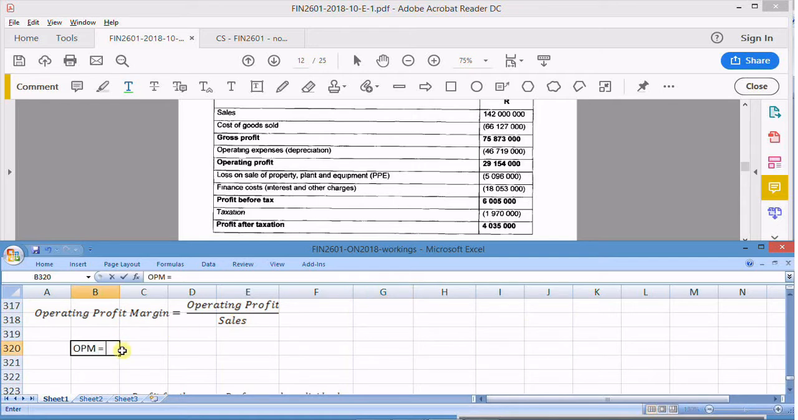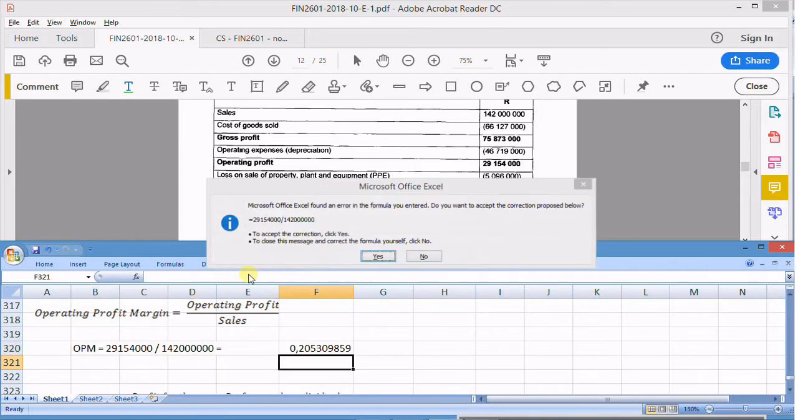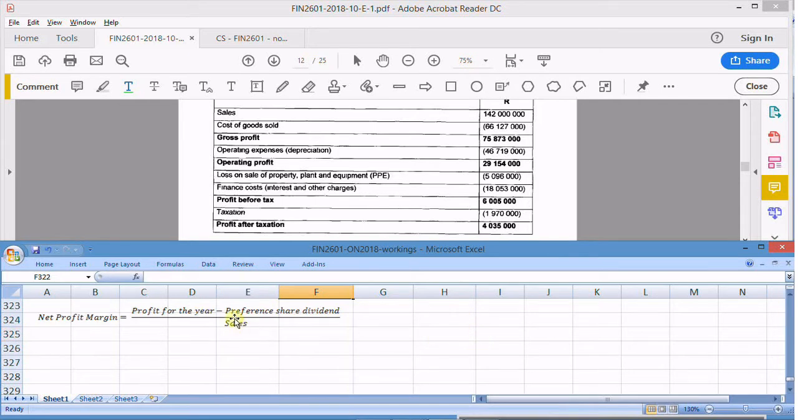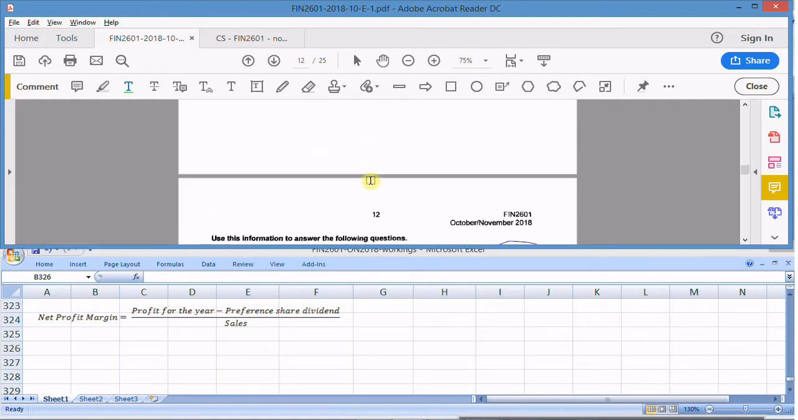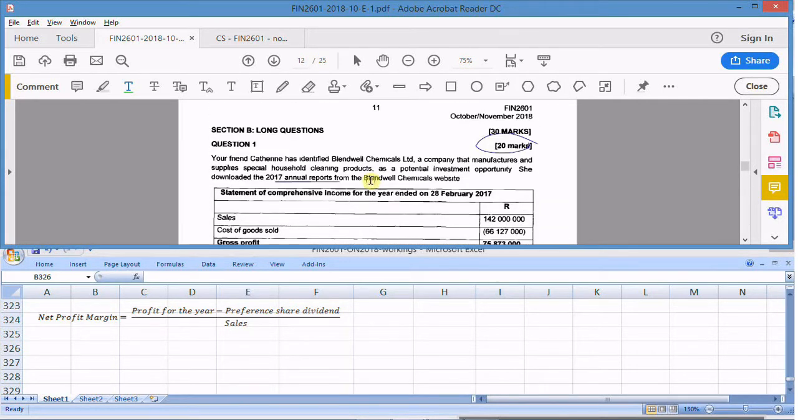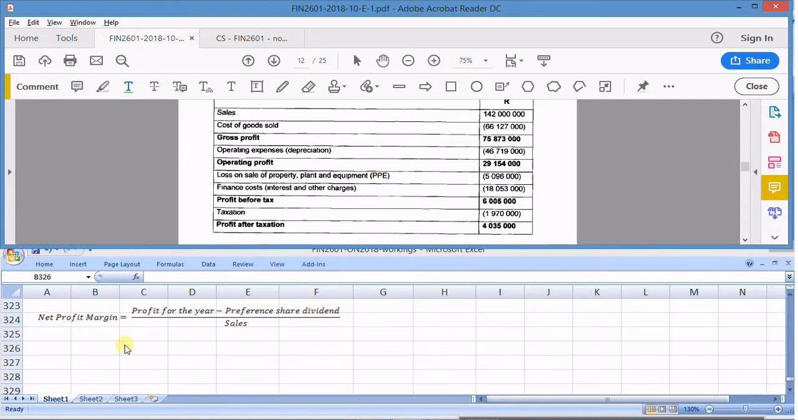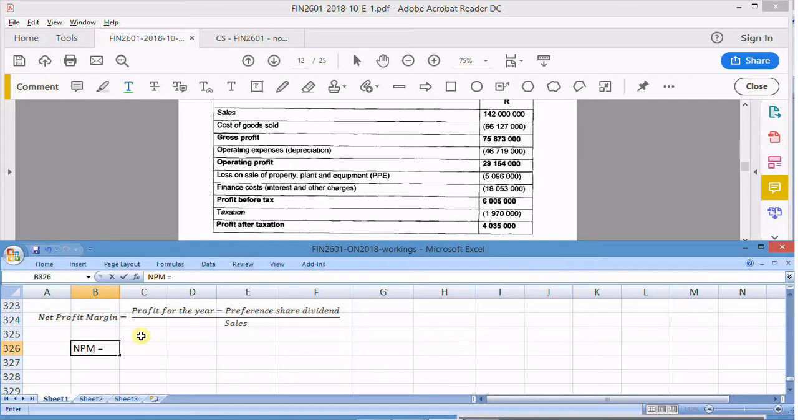Okay, and then this one, operating profit margin. Where's my operating profit? 2,954,123 divided by 1,421,234,56 equals, times by 100 to get a percentage. Obviously, I'm just leaving it as decimals. Okay, next one, net profit margin. So that's profit for the year minus pref share dividend. They talk about a pref share dividend here anyway. Use the information. Nothing in the beginning, so there's nothing. So then it would just be net profit margin equals profit for the year, 4,035,123, divided by sales, 1,421,234,56 equals.